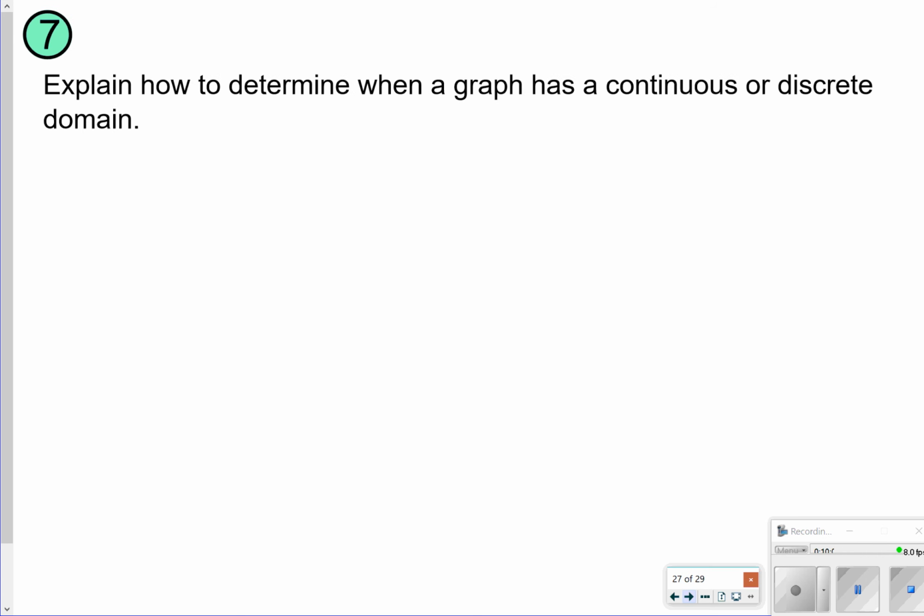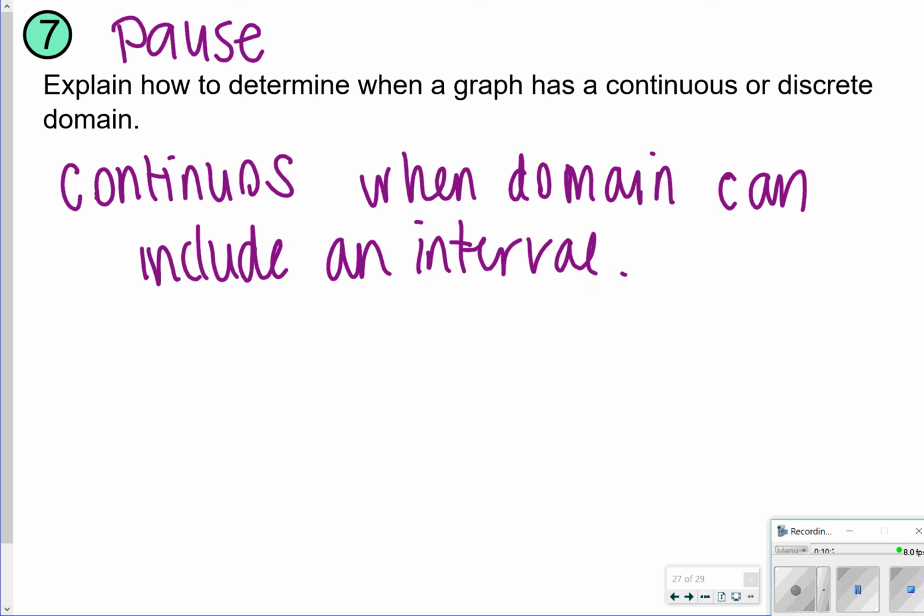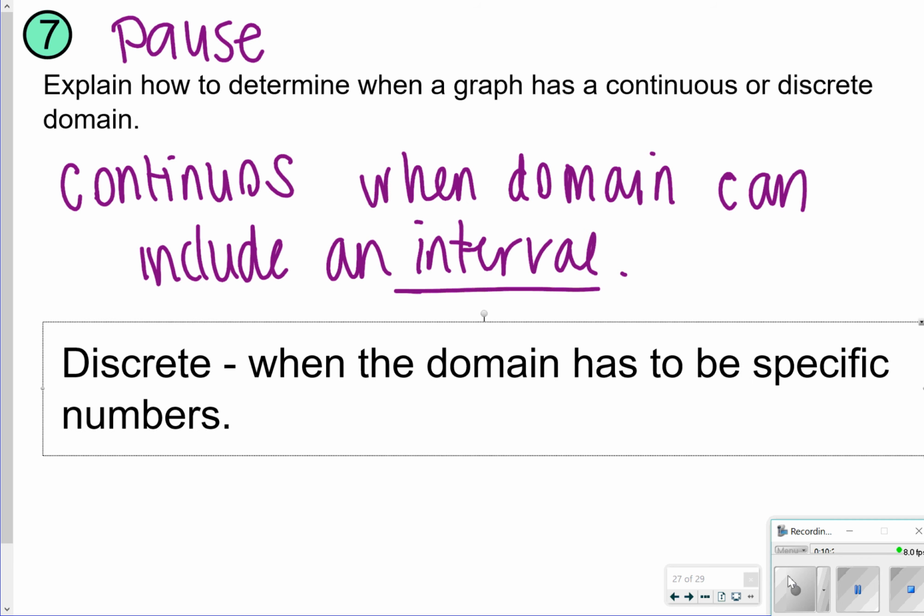Okay. The last one for number 7, explain how to determine when a graph has a continuous or discrete domain. So let's go ahead and pause here real quick and just determine the differences. And then once you're done, click play. When you have a continuous domain, your domain can include an interval. But when you have a discrete domain, your domain has to be specific numbers, so it cannot be an interval. Maybe even consider whole numbers here too.